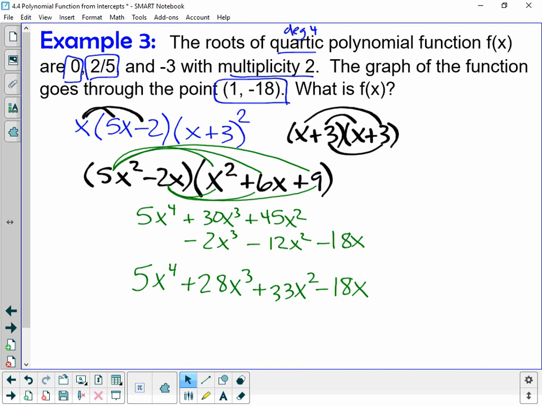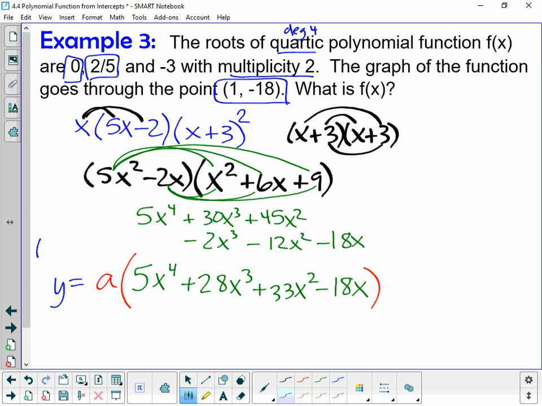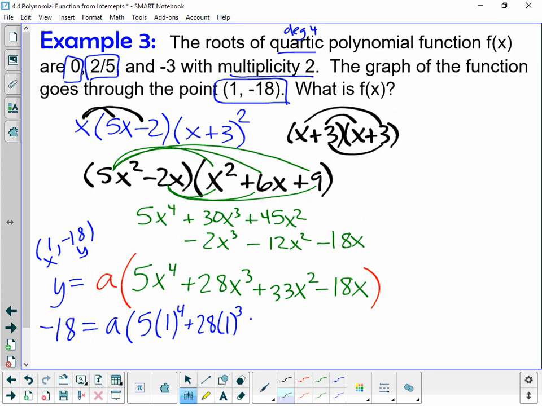The thing that we're trying to calculate here is that we need to know what it's being stretched by. So let's go ahead and substitute this point into our equation. We have 1, negative 18, so x is 1 and y is negative 18. Negative 18 equals a times 5 times 1 to the 4th plus 28 times 1 to the 3rd plus 33 times 1 squared minus 18 times 1.